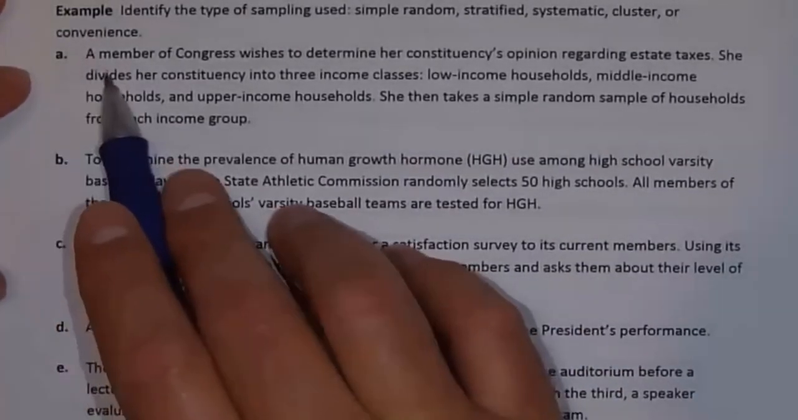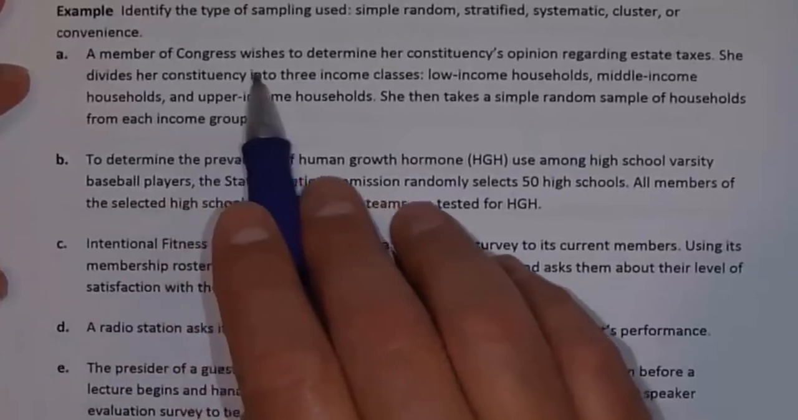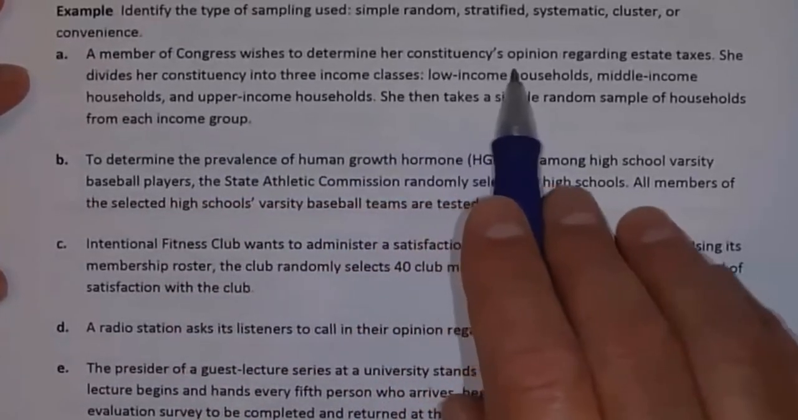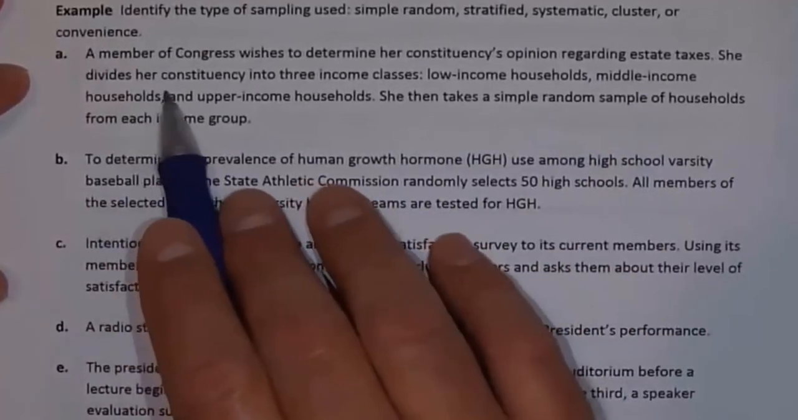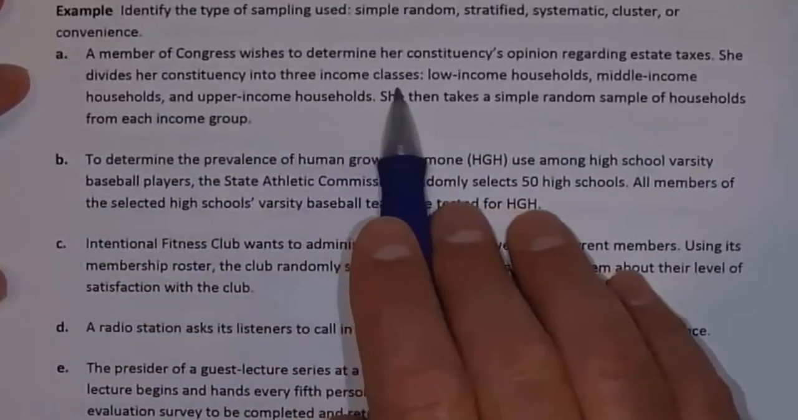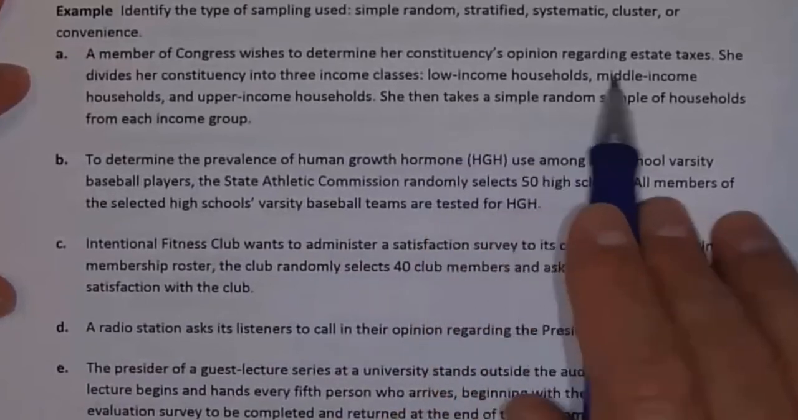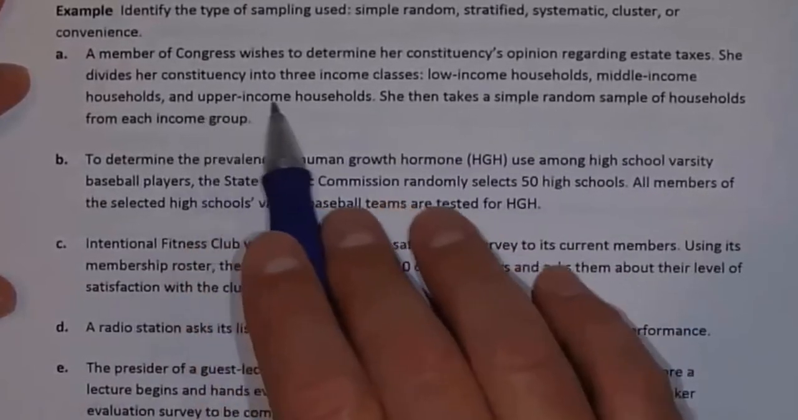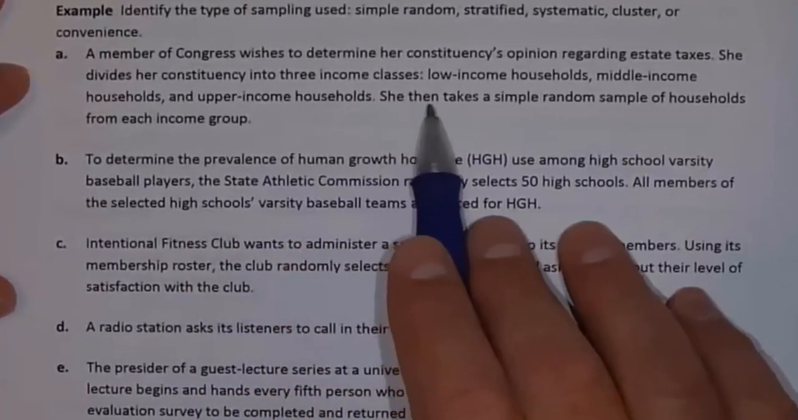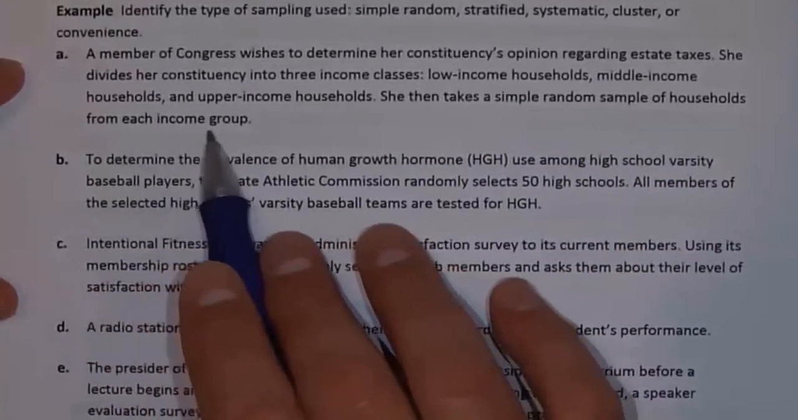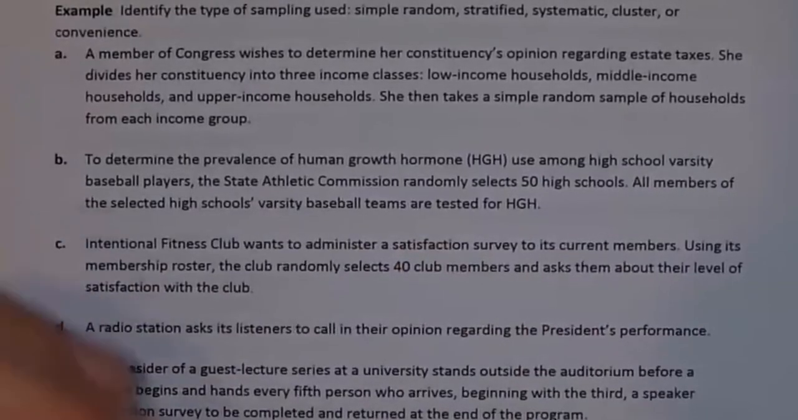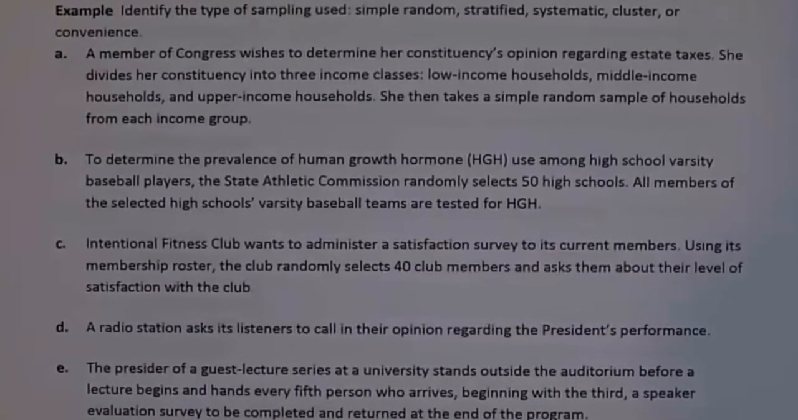Question A: a member of Congress wishes to determine her constituency's opinions regarding estate taxes. She divides her constituency into 3 income classes: low-income households, middle-income households, and upper-income households. She then takes a simple random sample of households from each income group. Is that a simple random sample, a stratified sample, a systematic sample, a cluster sample, or a convenience sample?